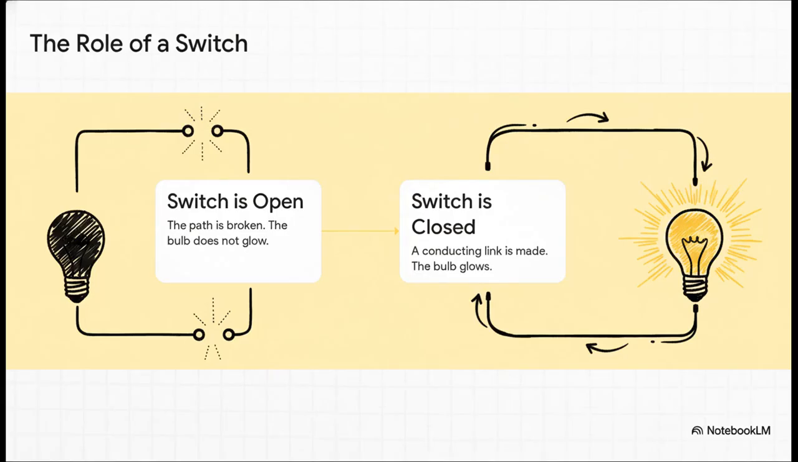Just imagine a simple torch. The switch in the torch has a very simple job. It either completes the path or it breaks the path. When the switch is open, there is a gap, so the path is broken. No current can flow, and the bulb does not glow. The moment you close the switch, the path becomes continuous. The current starts to flow, and the bulb lights.